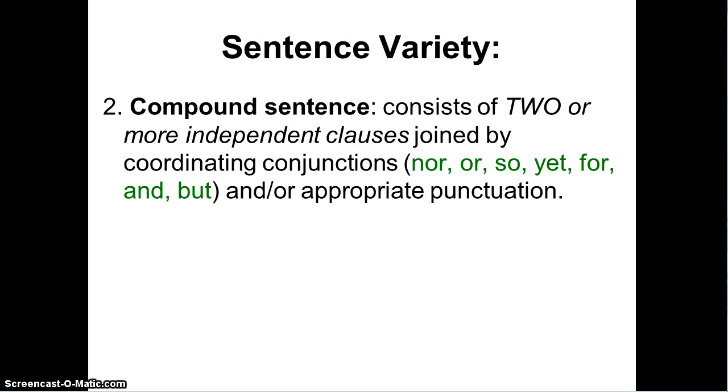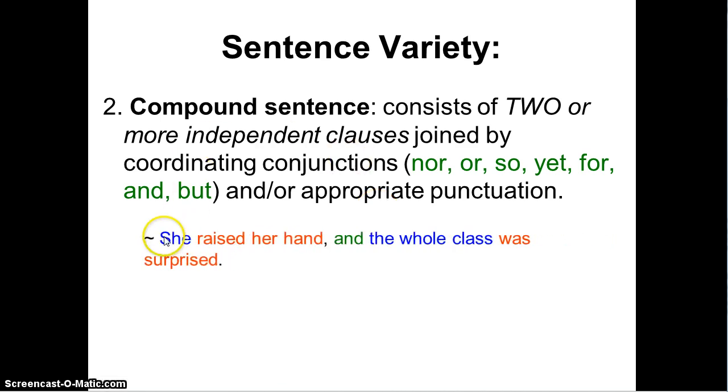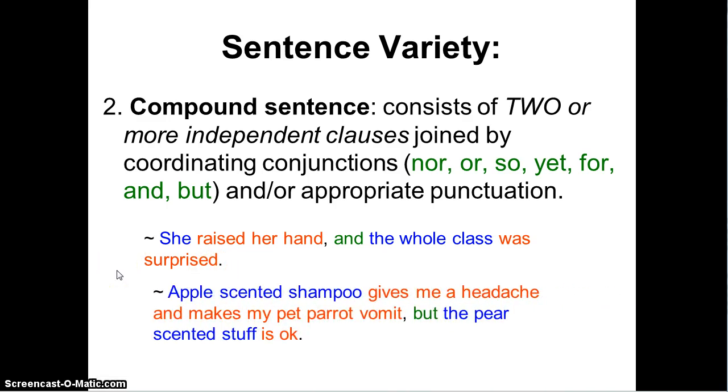Our next sentence type is a compound sentence. A compound sentence consists of two or more independent clauses joined by coordinating conjunctions. Remember, coordinating conjunctions are any one of these words: nor, or, so, yet, for, and, but, or fanboys, if you prefer that acronym. Compound sentences also require appropriate punctuation, commas that go before a coordinating conjunction between the two independent clauses. So here's an example. We have, she raised her hand, and the whole class was surprised. We also have, apple-scented shampoo gives me a headache and makes my pet parrot vomit, but the pear-scented stuff is okay.